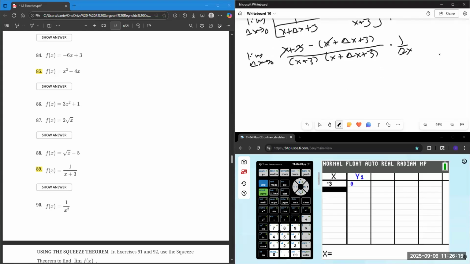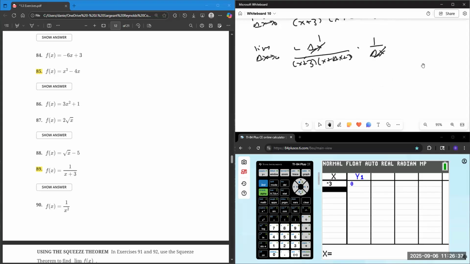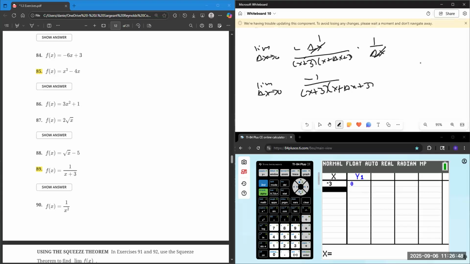x minus x, 3 minus 3, so limit as delta x goes to 0 of, that's going to be a negative delta x over (x plus 3)(x plus delta x plus 3) times 1 over delta x. Delta x's will cancel, leaving me with a negative 1 in the numerator. Limit as delta x goes to 0 of negative 1 over (x plus 3)(x plus delta x plus 3). And the delta x is going to go to 0, leaving me a negative 1 over (x plus 3) squared.